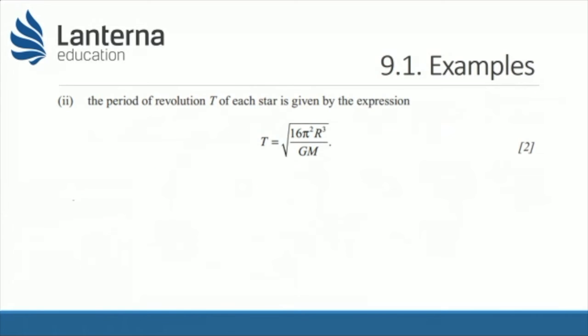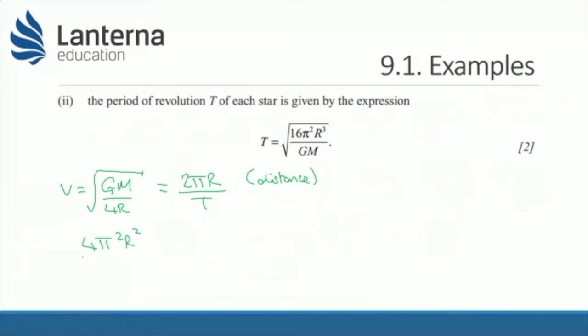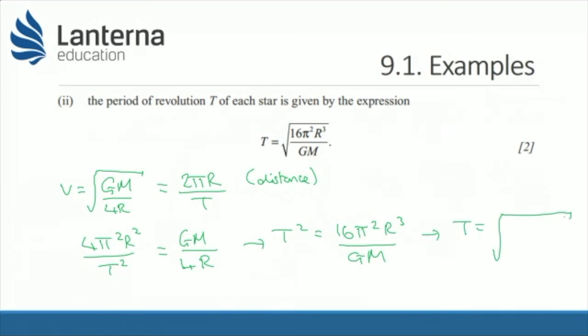Then we're asked for the period of the revolution. We're told that v is equal to the square root of Gm over 4r. And for a circle, the velocity is equal to the distance traveled, 2 pi r, divided by the time, which is the period. So now I need to rearrange this to make the period the subject. Square both sides to get 4 pi squared r squared over T squared is equal to Gm over 4r. Take T squared up to the top and 4r up to the top on the other side, Gm onto the bottom. So I get T squared is equal to 16 pi squared r cubed over Gm. So T is equal to the square root of all of that.